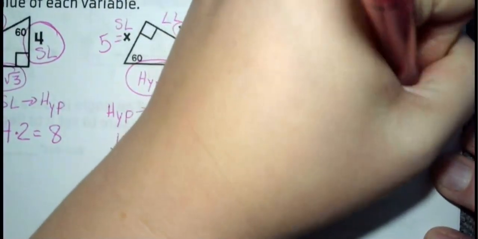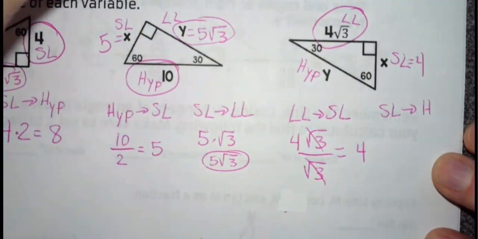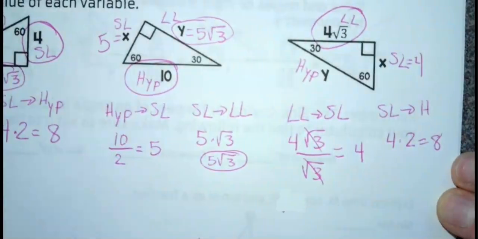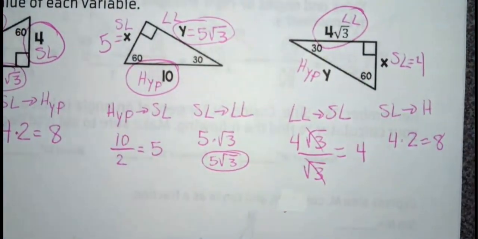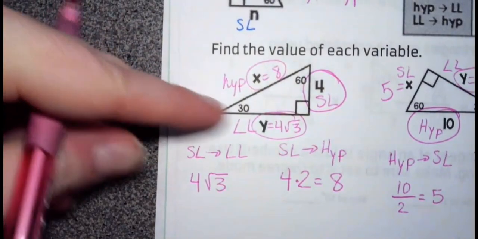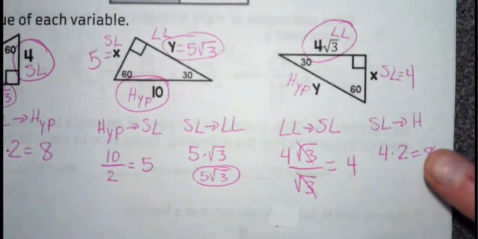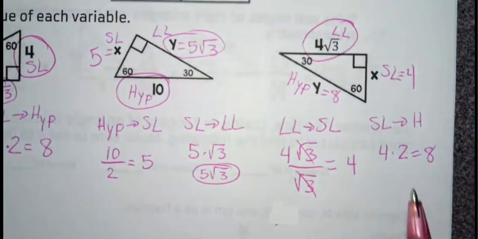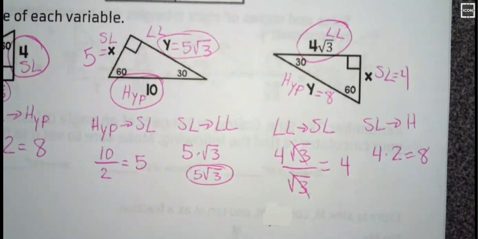All right, then the last one, short leg to hypotenuse, which means you're going to multiply by 2, because you look up at short leg to hypotenuse, and that's what you do. And that's going to be 8. So this is actually the same triangle as the first one that we did. It's a different process because we're starting with a different piece. All right, so y equals 8. So I'm going to pause, and I want you to label the 3 triangles on the bottom.